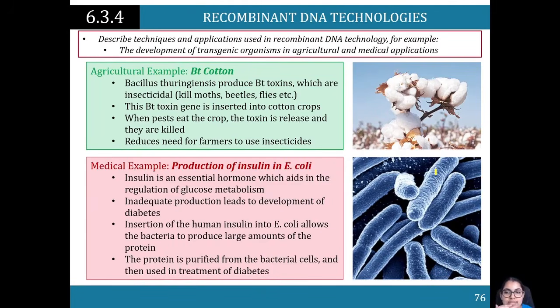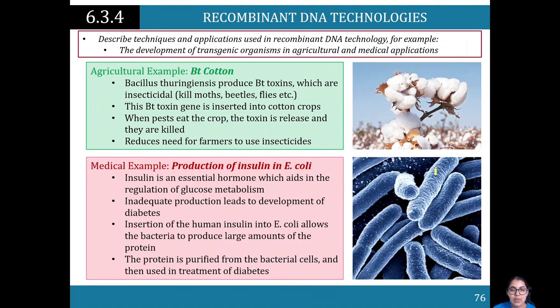So an agricultural example, Bt cotton. Bacillus thuringiensis produces Bt toxins, which are insecticidal, so they kill moths and beetles. What we have done is the Bt toxin gene is inserted into cotton crops, because when pests eat the crop, the toxin is released and the pest is killed, and that reduces the need for farmers to actually use insecticides.